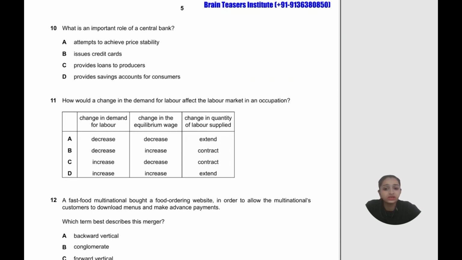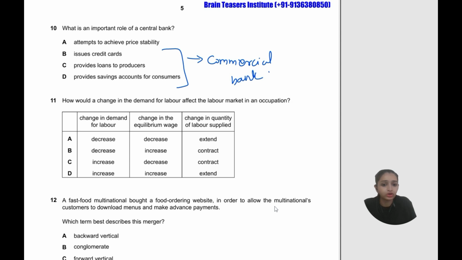Next one, what is an important role of the central bank? Now, central bank, we know that there are only two roles. Number one, controlling the money supply in the economy, and number two, price stability in the economy, right? So look at this. We'll read all the options. Attempts to achieve price stability, A is the answer. But let's look at this. Issue credit cards, provide loans to producers, provide savings accounts for consumers. Now, all these are the roles or functions of the commercial bank, and not the central bank, which is why A becomes the answer.